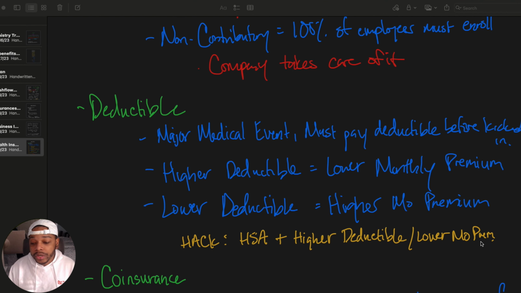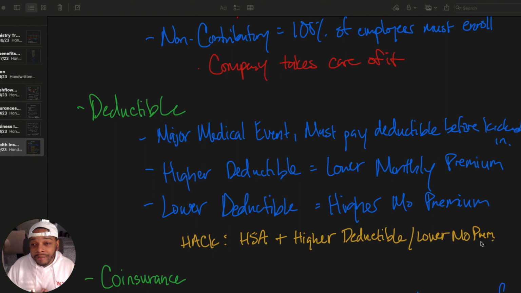So that means that you have a health savings account. If anything happens, if you have any overage, it goes into a savings account. You have a high deductible, and then you want to have a lower premium, which is what you're paying every single month. I'm gonna give you an example. I believe examples are just better than the definition.